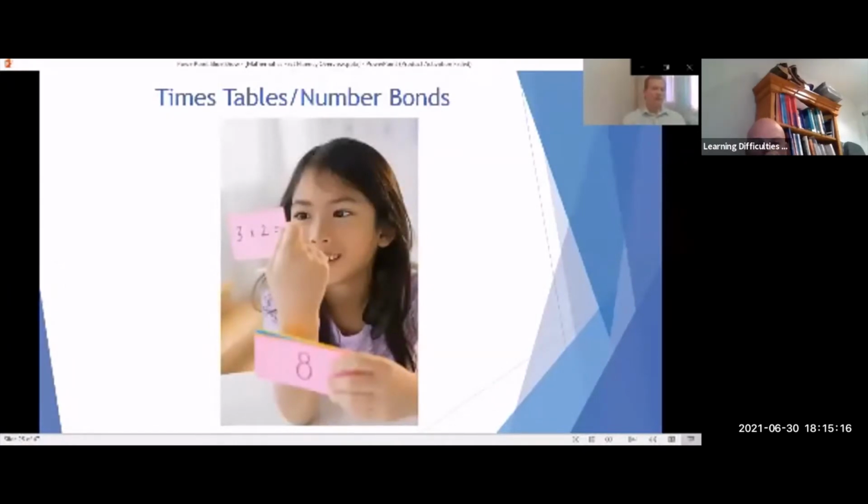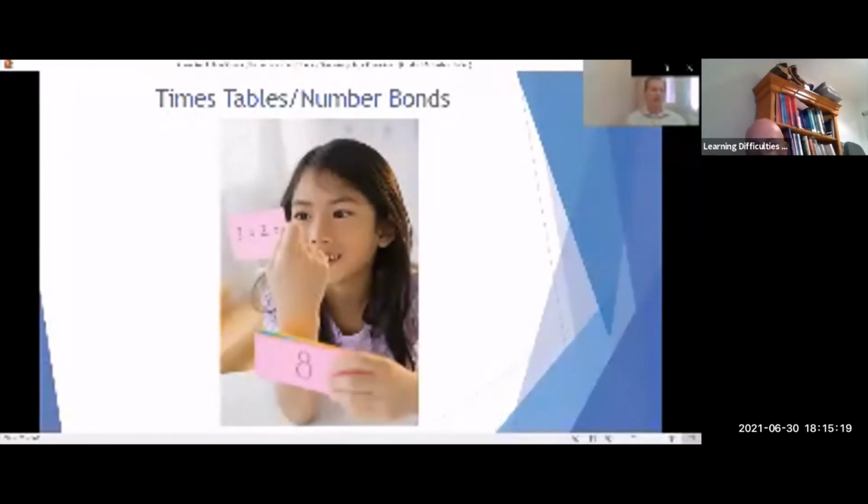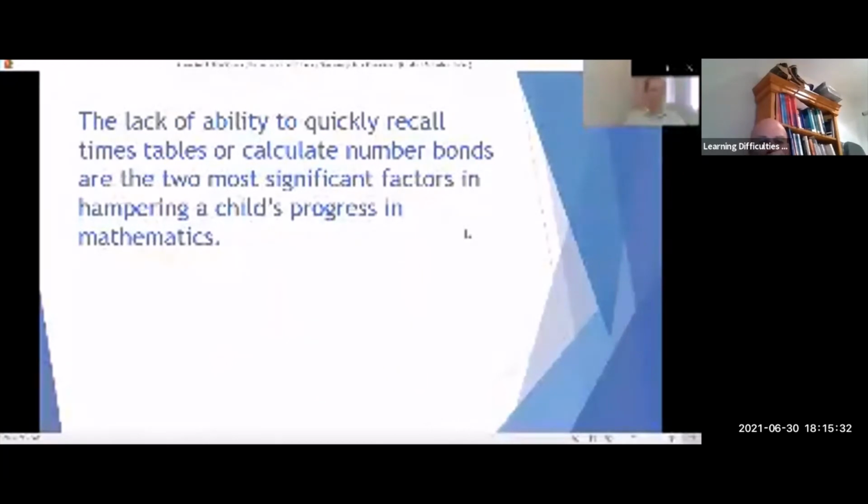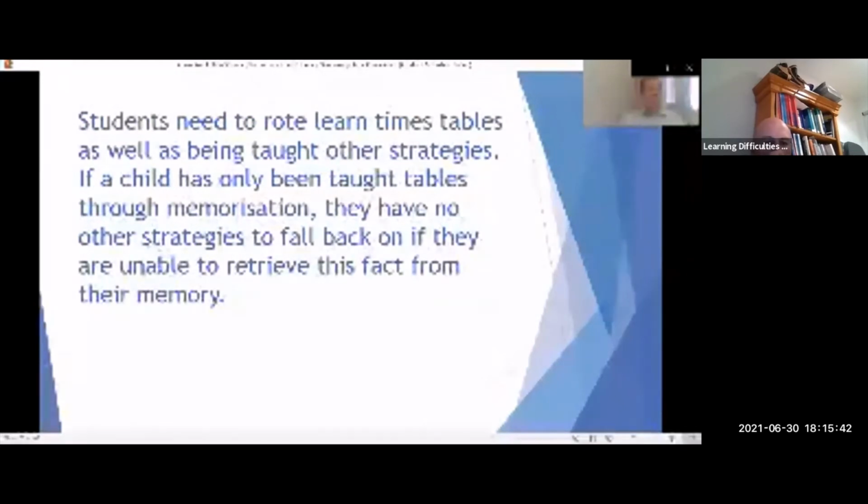So the next part in this seminar will be about times tables and number bonds, because these are two really important factors which help with maths fact fluency. So the lack of ability to quickly recall times tables or calculate number bonds, I believe, are two of the most significant factors in hampering a child's progress in mathematics. So students need to rote learn times tables as well as being taught other strategies.